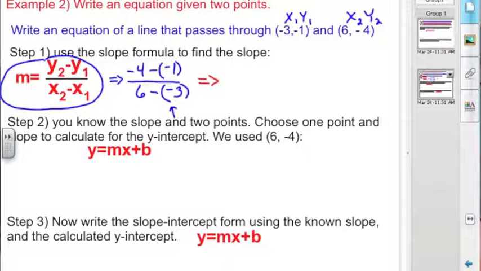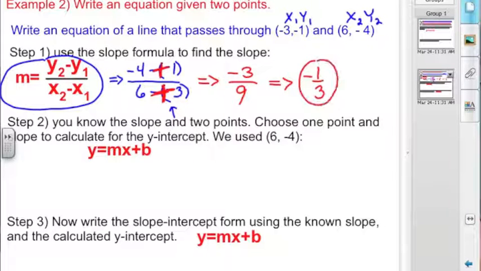All right, on the top, we have the opposite of positive, so this becomes positive, so we're adding this. So we have negative 4 plus 1 gives us negative 3. On the bottom, we have 6 subtracting negative 3, so the opposite of subtracting is adding, so 6 plus 3 is 9. All right, so now we're just down to a simple fraction. We need to simplify it. We end up with negative 1/3. All right, so there's our slope.